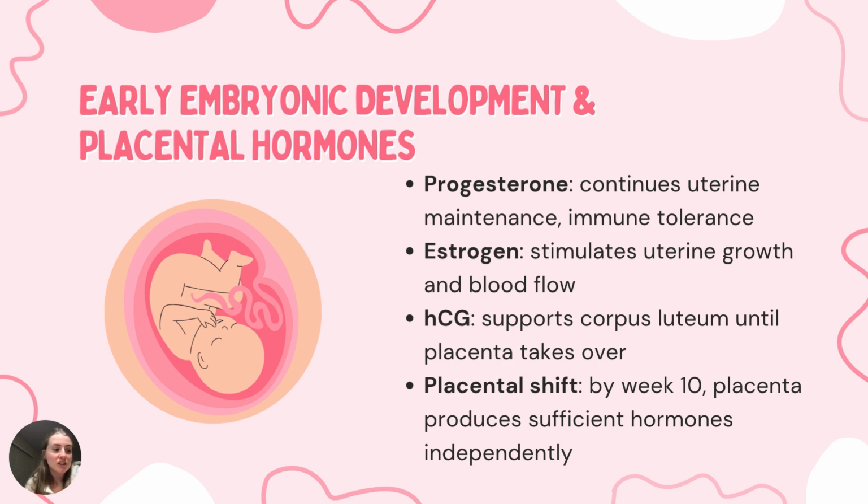And then the HCG from the embryo ensures the corpus luteum stays functional until the placenta is ready to take over those jobs. This hormonal shift is crucial because without it, the endometrium would break down and the pregnancy wouldn't be able to continue. So the placenta being able to take over producing those hormones is a really, really important step in maintaining a pregnancy.